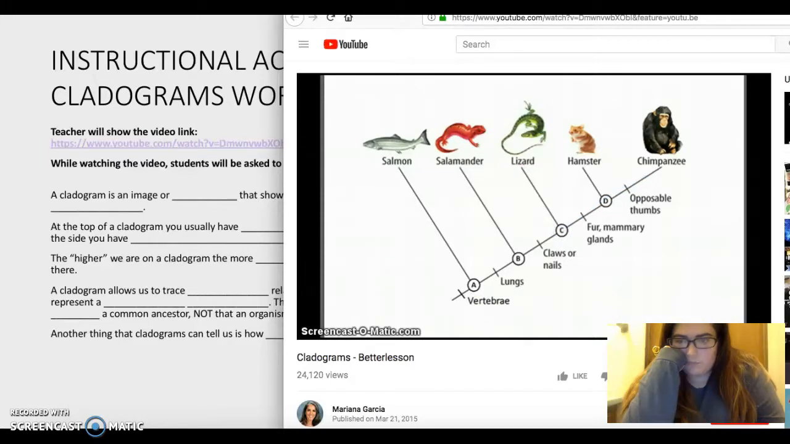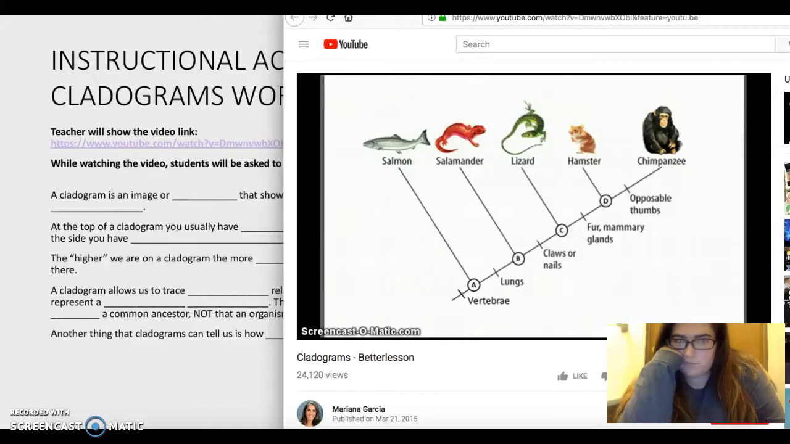Super important to understand is that what this tells you is that lizards and chimpanzees share that C common ancestor. Chimpanzees and hamsters, for that matter, did not evolve from lizards. They merely share a common ancestor way back in time. So cladograms tell us which organisms evolve from common ancestors.